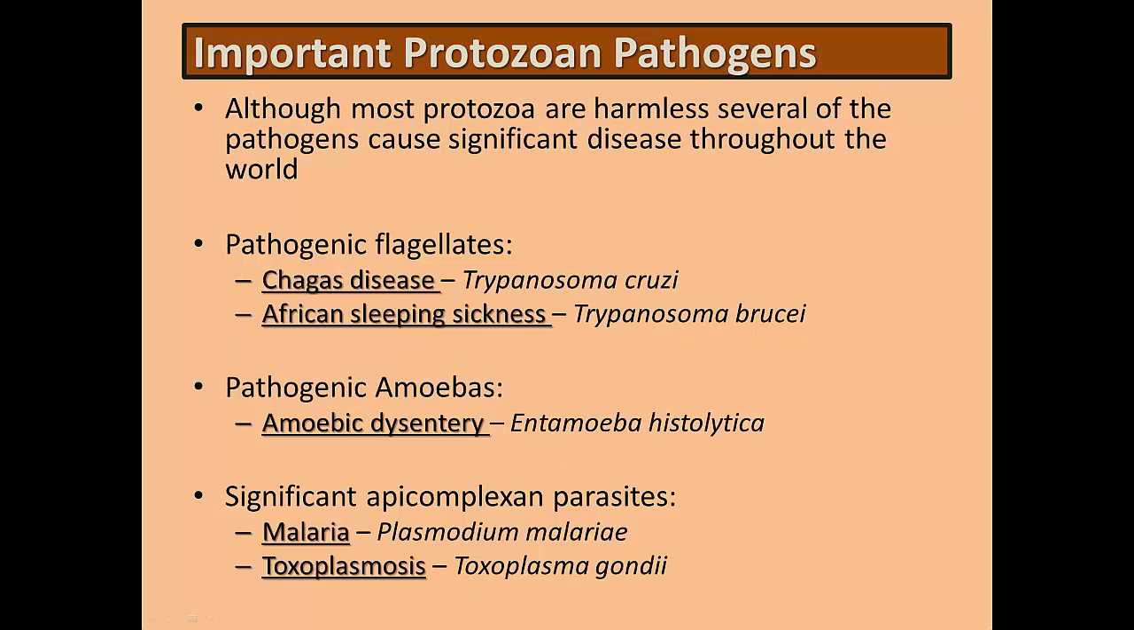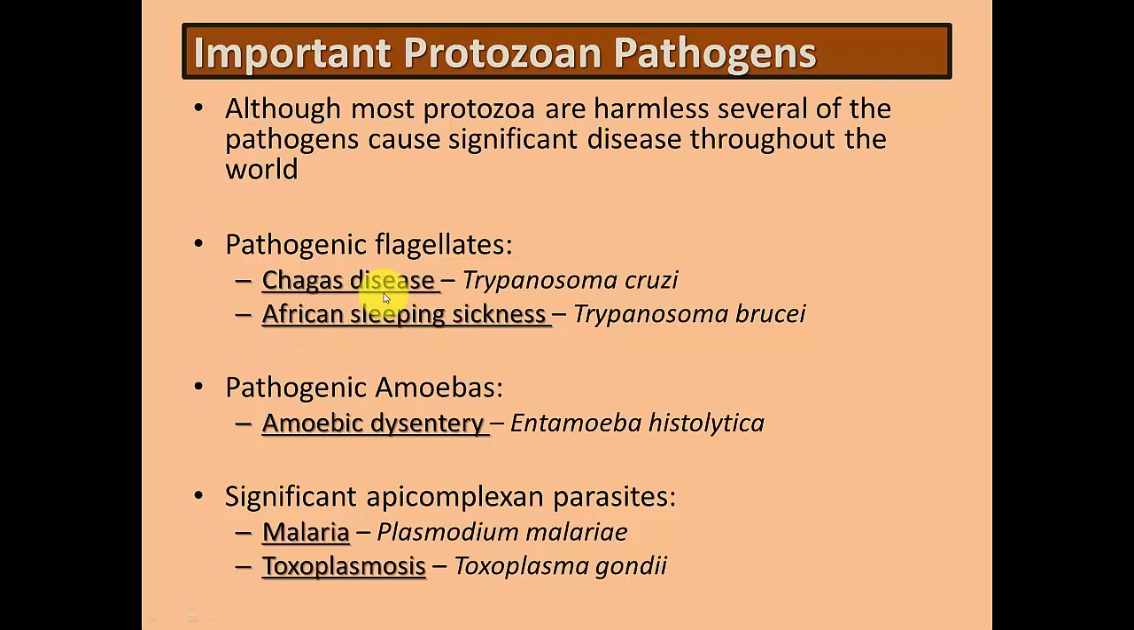On this slide, I've just got a couple examples of some important protozoa pathogens. We'll talk about these in the lab later on in the semester, so for now, I'm not going to go into a lot of detail with these. One is an example, or two examples rather, of a pathogenic flagellate. One is one that causes a disease called Chagas disease. Another is called African sleeping sickness. They're fairly different diseases, but they're both caused by a flagellated parasite called Trypanosoma.